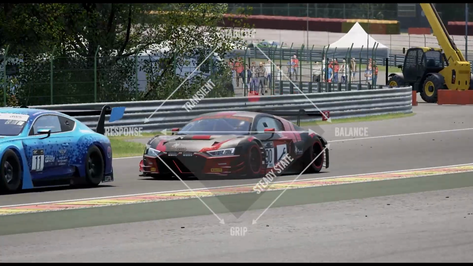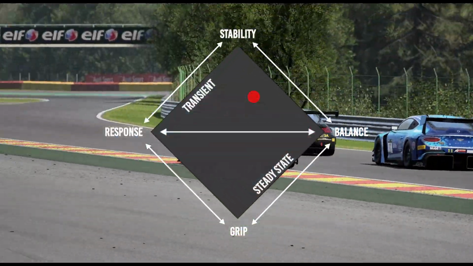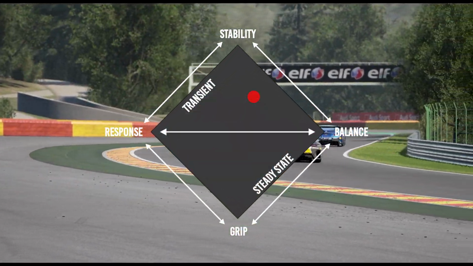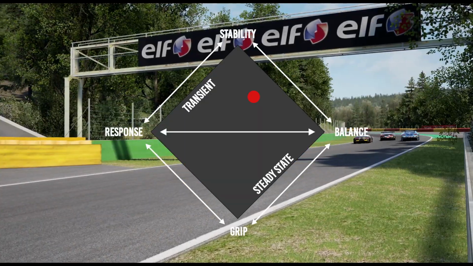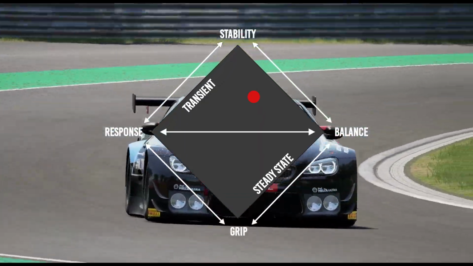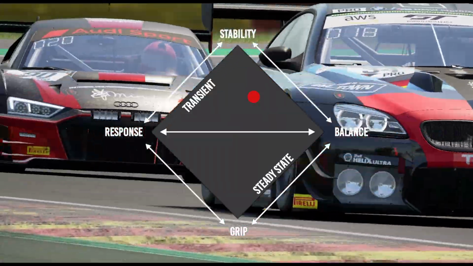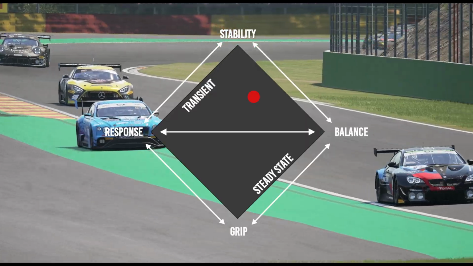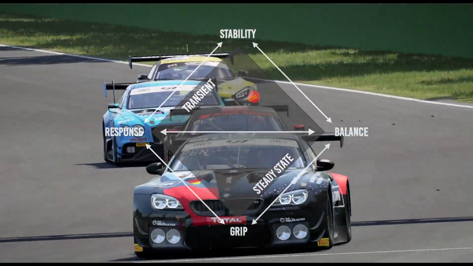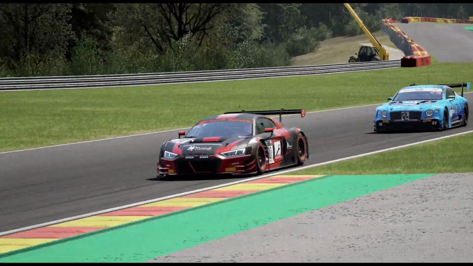Maybe the balance is pretty good, with just a little bit of understeer in some corners and low speed corners. However, the response is really bad. The car doesn't want to rotate in. So again, the car would be somewhere around here on the VHM diagram, which you can see with the red dot.